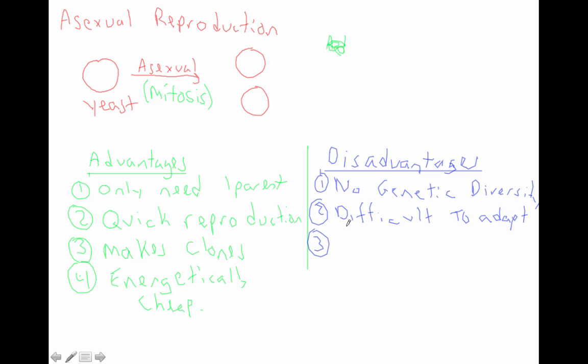The other and last disadvantage is if they're all clones and if the environment changes in such a way that kills one of them, they pretty much all go. So let's be more specific here. If one dies, they all die, or they're all more likely to die. All right, that's a pretty big disadvantage. Now let's talk a little bit about sexual reproduction on this next slide.